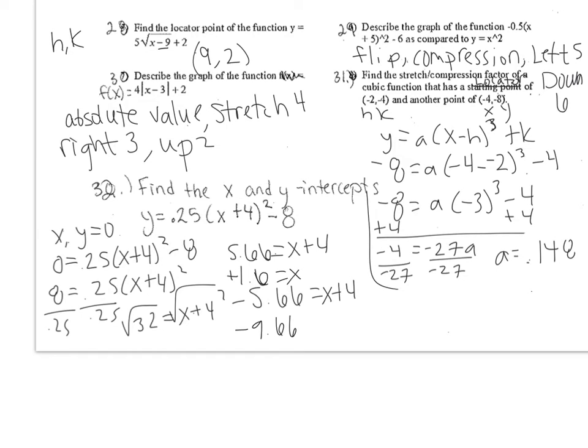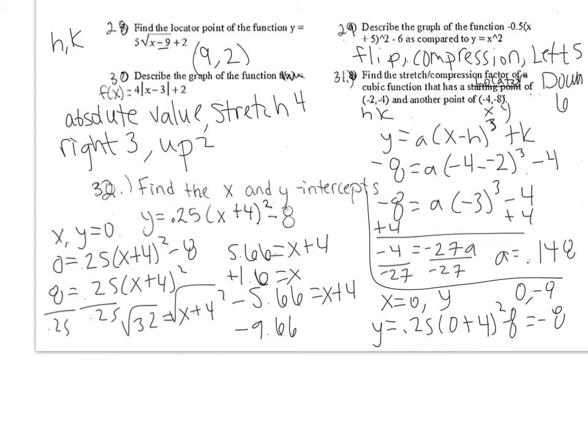Okay, I'm going to kind of section this. To find the y-intercept, x is 0. So then I just put it into my calculator. So I do 0.25, parentheses 0 plus 4 squared minus 8, and I get negative 8. So remember that'd be 0, negative 8. Likewise, these would be comma 0.